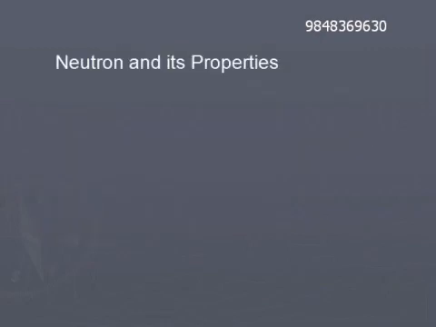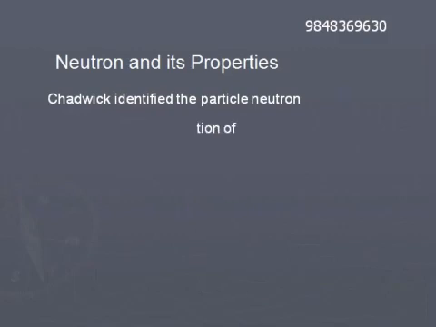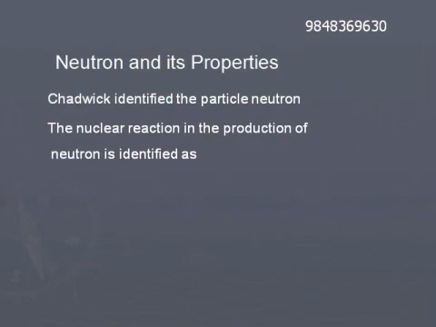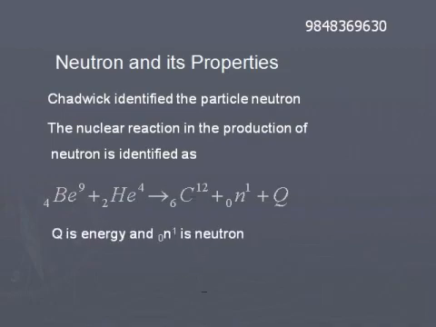Neutron and its properties. Chadwick identified the particle as the neutron from his experiments, as we have seen just now. The nuclear reaction in the production of the neutron is identified as beryllium Be 4, 9 plus an alpha particle He 2, 4 gives rise to carbon C 6, 12 plus a neutron n 0, 1 plus Q energy. This is the reaction identified by Chadwick.